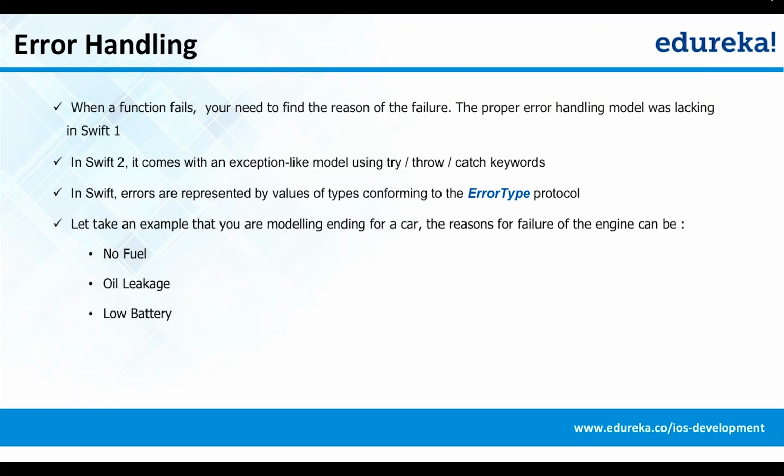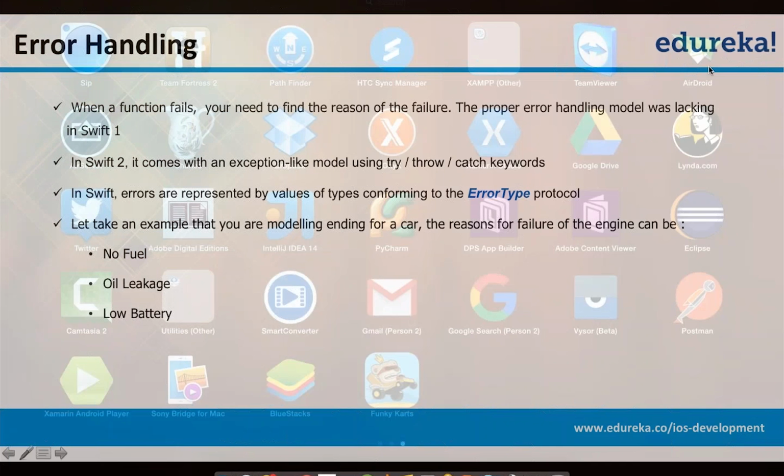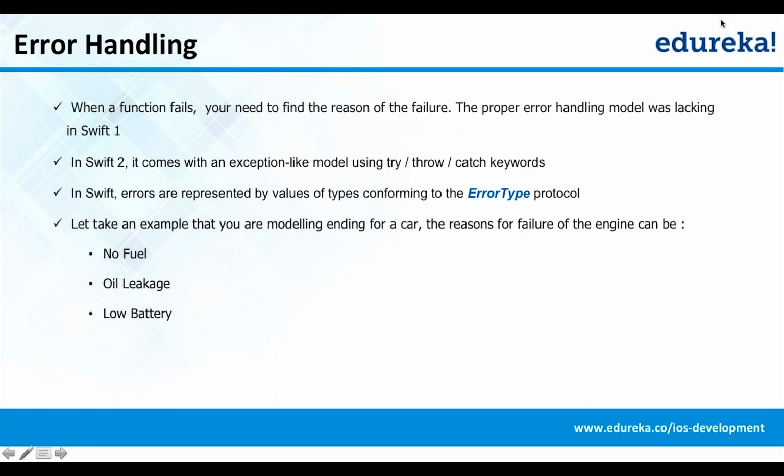One example that I would like to give you: let's say you are writing an application where you are modeling an engine for a car. There can be a lot of reasons for the failure of the engine. There might be no fuel, or oil leakage, or a low battery. It shouldn't be that if a user is driving a car, all of a sudden his car stops.